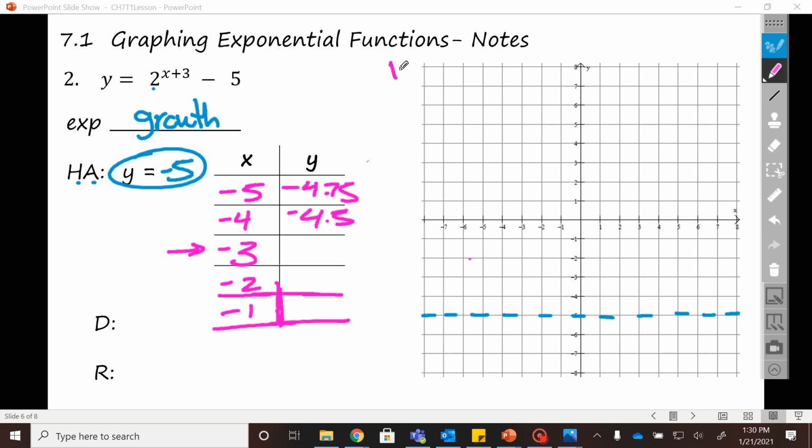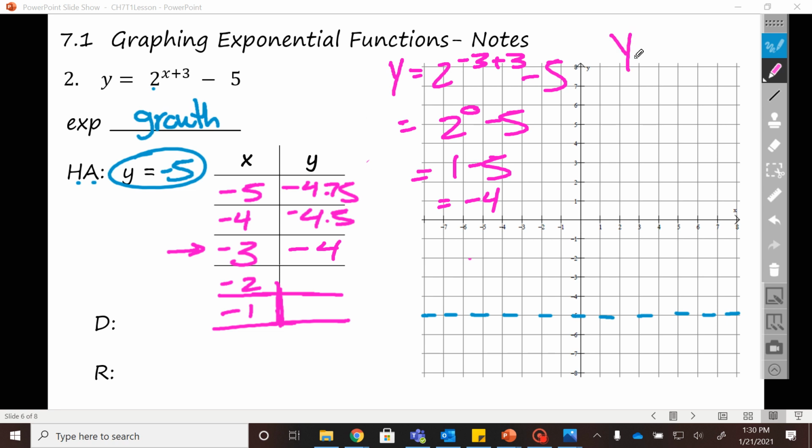All right, let's plug in negative 3. 2 to the negative 3 plus 3 minus 5. That's 2 to the 0 minus 5, and 2 to the 0 is 1. So 1 minus 5 is negative 4. Plug in negative 2. So 2 to the negative 2 plus 3 minus 5. Just 2 to the 1 minus 5, which is just 2 minus 5, which is negative 3.